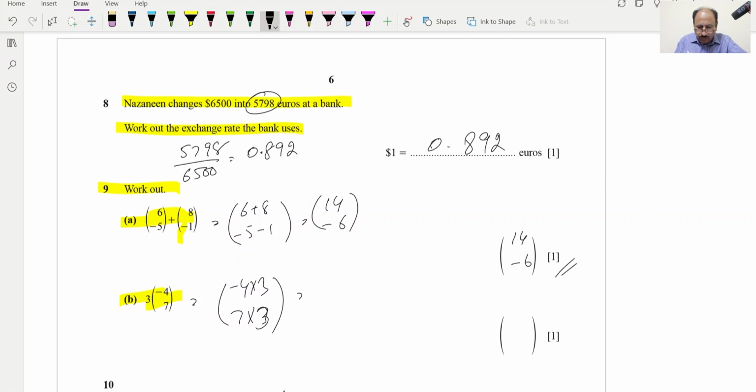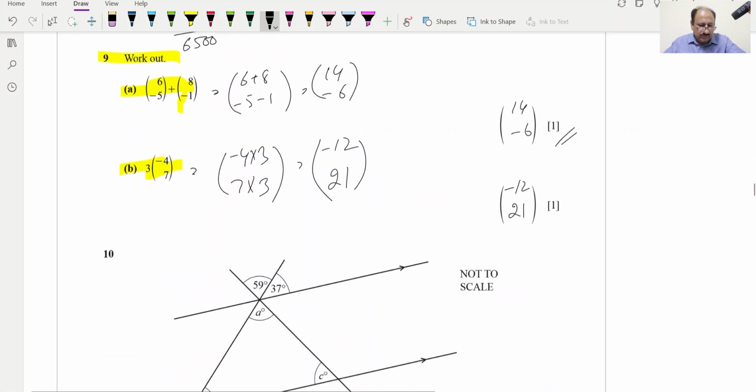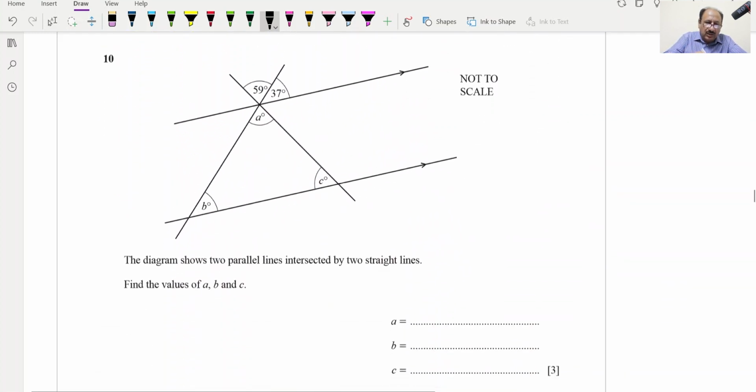And this will be equal to minus 12 and 21. So this will be minus 12 and 21 will be our answer. Now question number 10. Diagram is provided which is not to scale. The diagram shows two parallel lines, and these are symbols for parallel lines. So these two are parallel straight lines. Find the value of ABC.